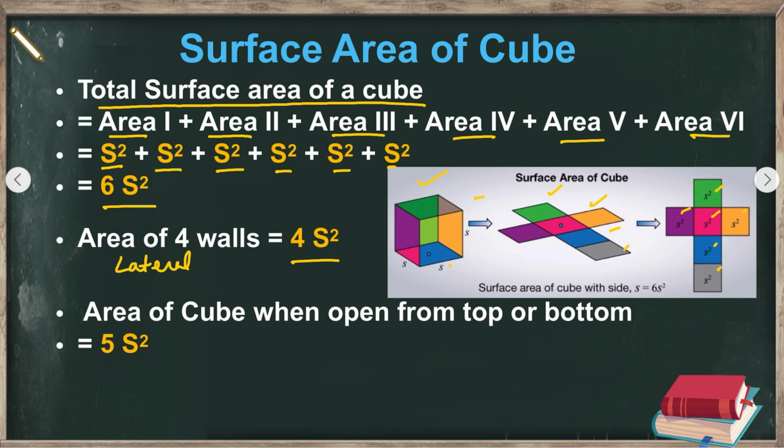Next is area of cube when open from top or the bottom. Okay, so now if we have a cube who is open from either top or the bottom, that means one of its face have been removed, so we are left with only the 5 faces and area of each face is equal, which is s square, so we get the formula as 5s square.